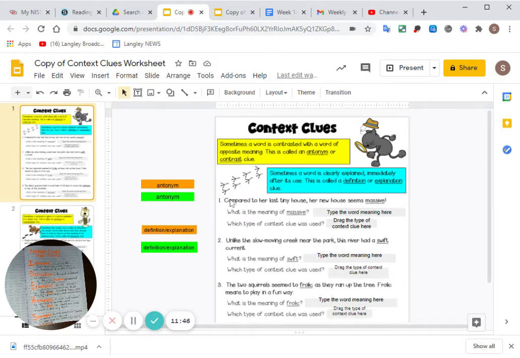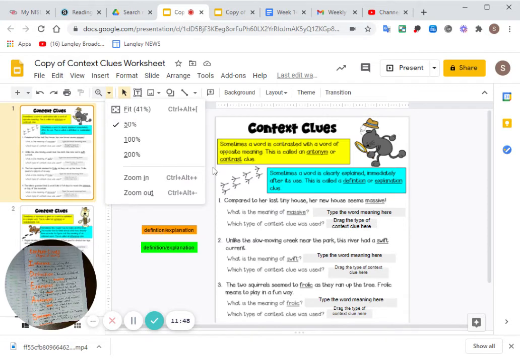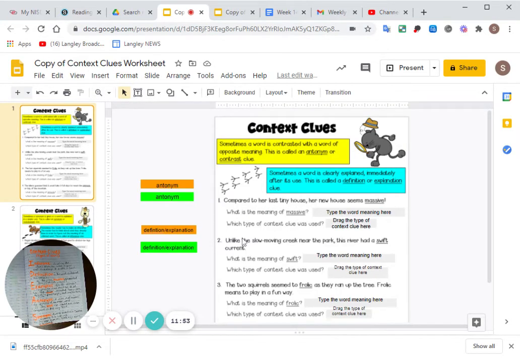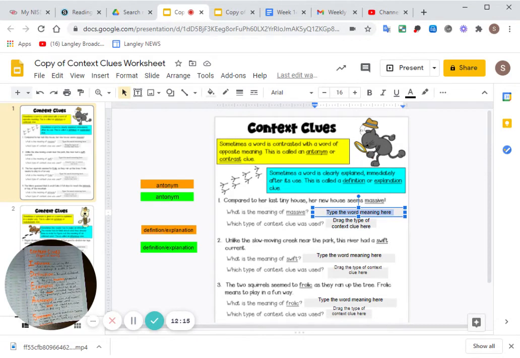Okay, what you need to do, let me zoom in here, or actually, I'll leave it like that. I think I'm zoomed in. If I zoom in more, it'll be too much. Okay, so with these four questions on this slide, you first need to read the sentence. Looking at sentence 1, compared to her last tiny house, her new house seems massive. The underlined word is the word they want you to figure out the meaning of. So they ask you, what is the meaning of massive? In this box, you would type what you think the word massive means.